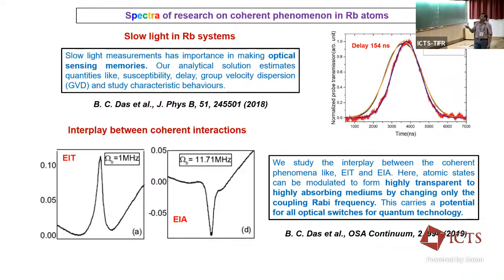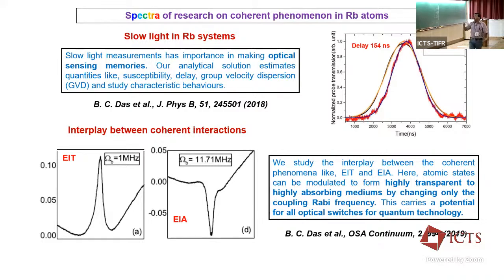We also played with the coherent interactions in an N-type system. N-type means one lambda and one V coupled with that. And then we can go for tuning just one Rabi frequency, just changing the coupling Rabi frequency. We can go from EIT to EIA. So this can be one of the ways that we can go from a highly transparent to a highly absorbing medium by changing just the coupling Rabi frequency, and this can be used as an all optical switch for quantum technology.